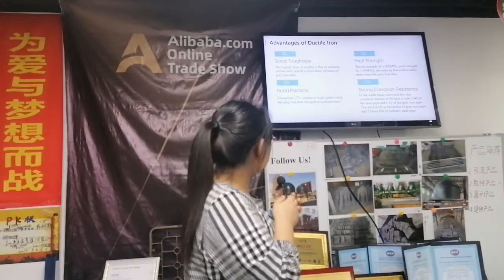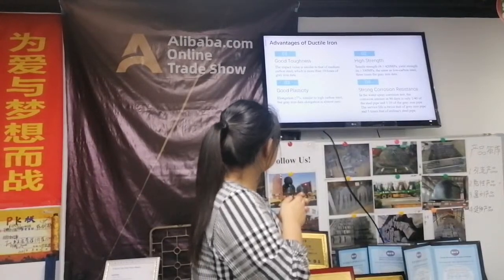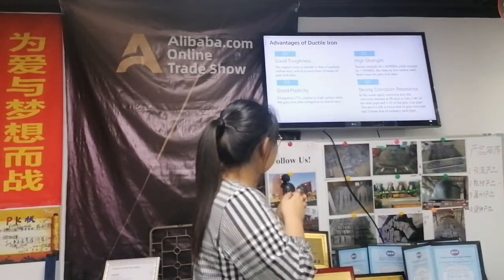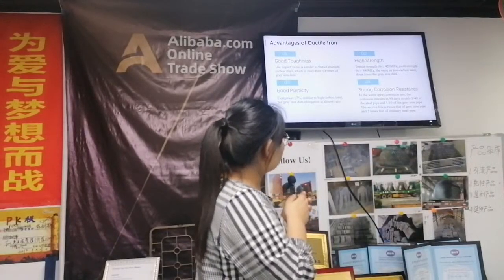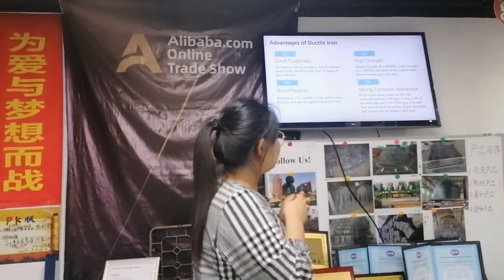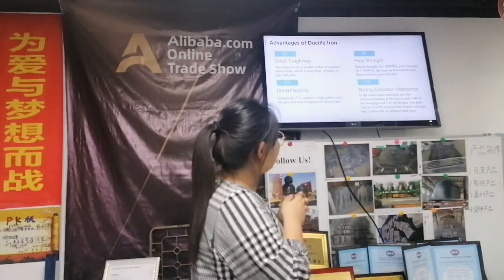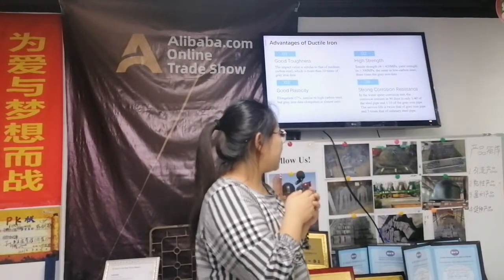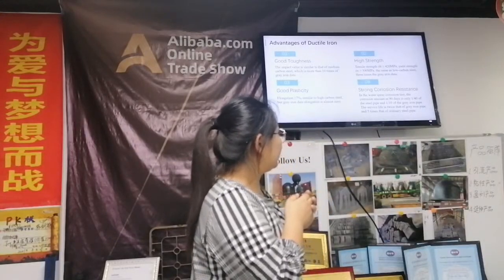The third advantage is good plasticity. Elongation equal to or more than 7%, similar to high carbon steel, but gray iron elongation is almost zero. The fourth advantage is strong corrosion resistance. In the water spray corrosion test, the corrosion amount in 90 days is only 1/30 of the steel pipe and 1/10 of the gray iron pipe. The service life is twice that of gray iron pipe and 5 times that of ordinary steel pipe.